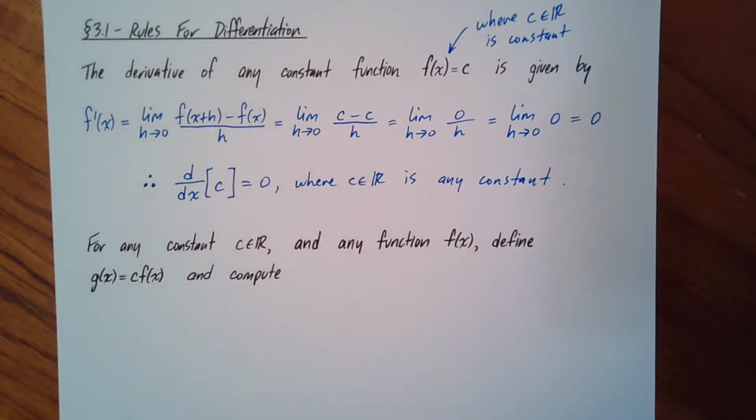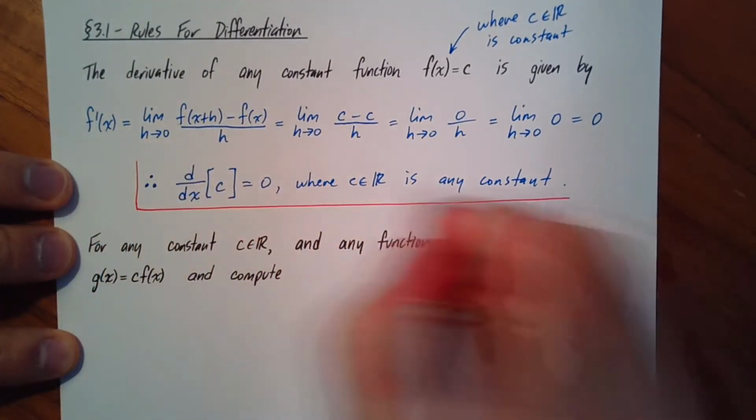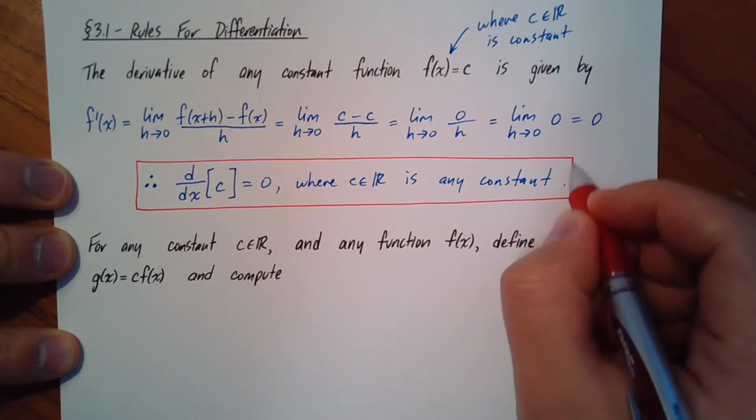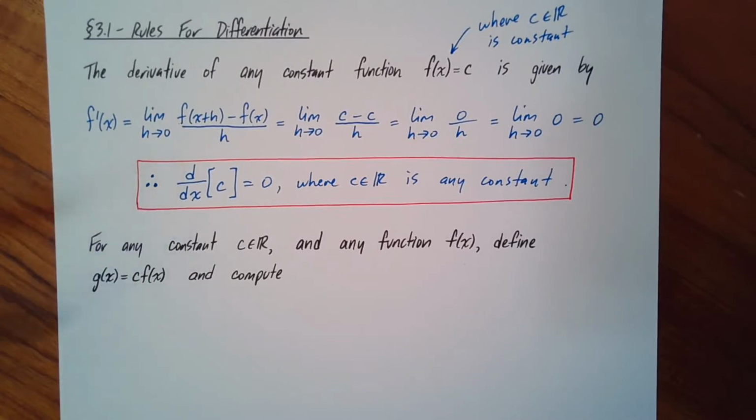Okay, so that's our rule. So you never have to take the derivative of a constant function using the definition again. You can just use this much quicker rule. If you have a constant and you're taking its derivative, you're going to get 0.